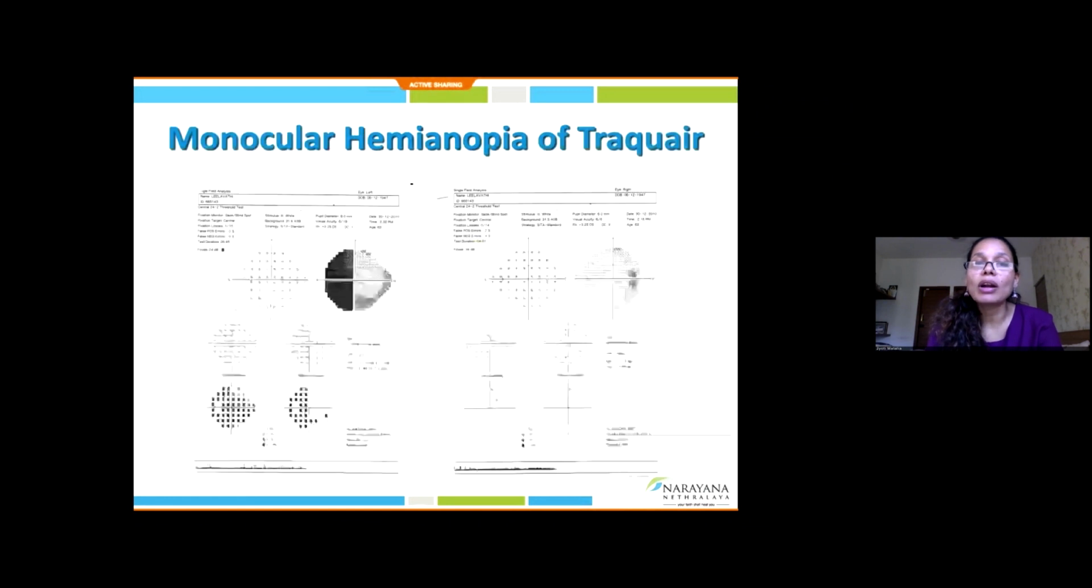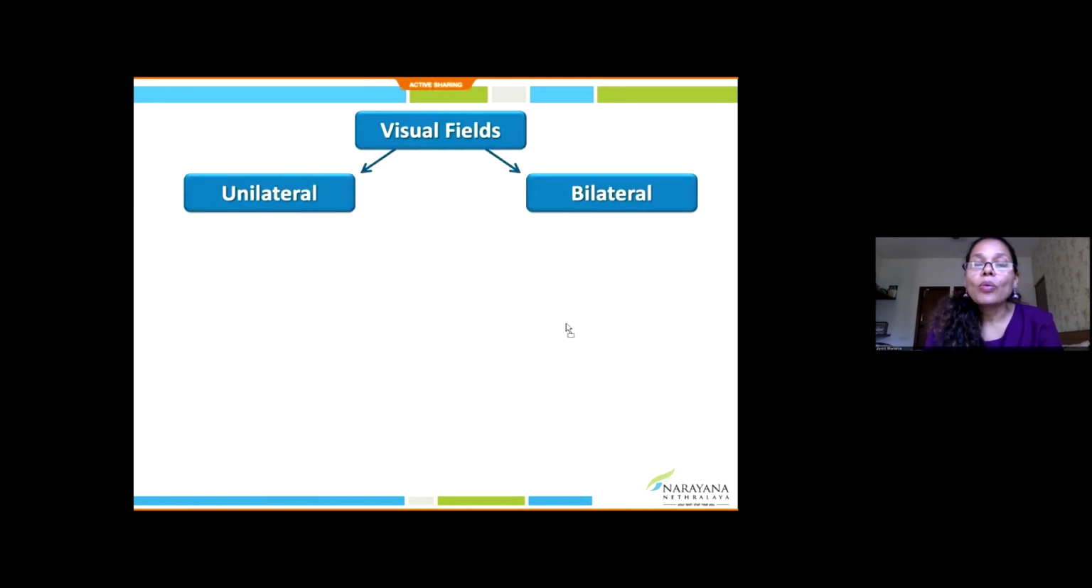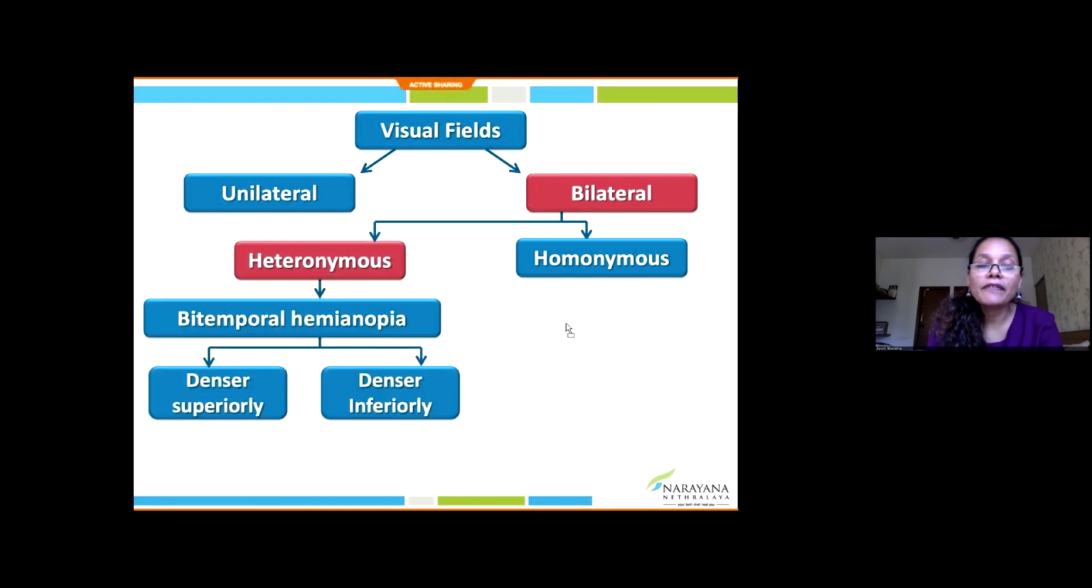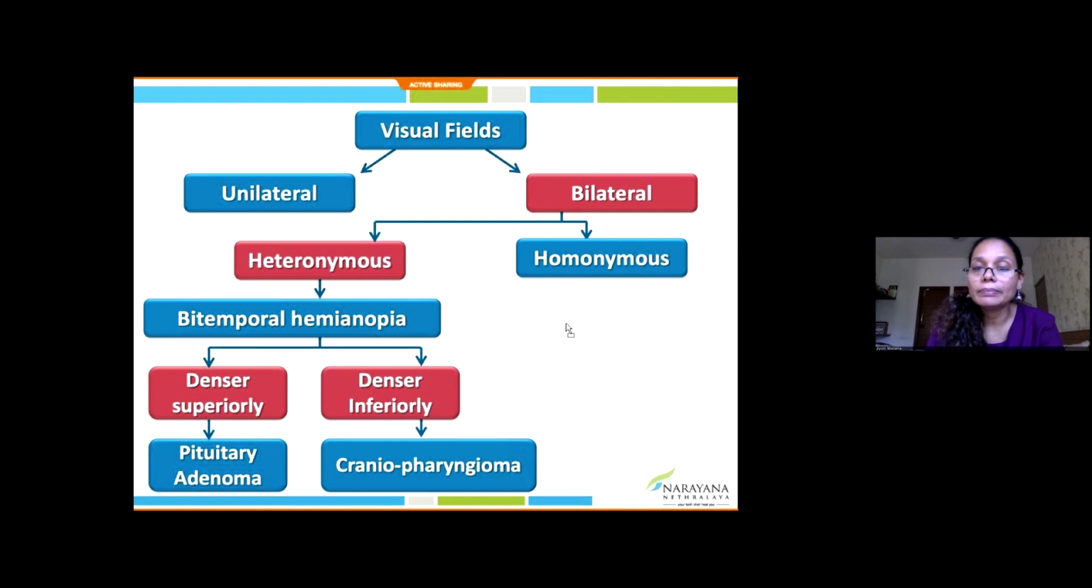This kind of defect is called a monocular hemianopic defect of Traquair, where only the crossing fibers of that eye got affected and therefore there is a defect only in one eye, as seen here. Now coming back to visual field defects which are bilateral, to simplify, they could be heteronymous or homonymous. Heteronymous defects are bitemporal hemianopic defects. If denser superiorly, we're looking at a pituitary adenoma, as I said, because it arises from below and presses upwards, causing defects superiorly. If they are denser inferiorly, then we're looking at a craniopharyngioma.